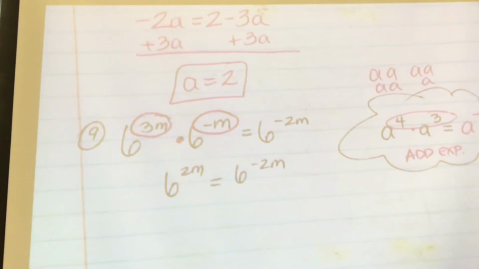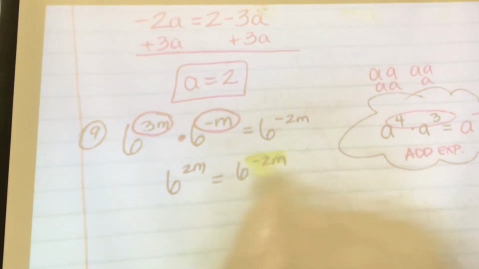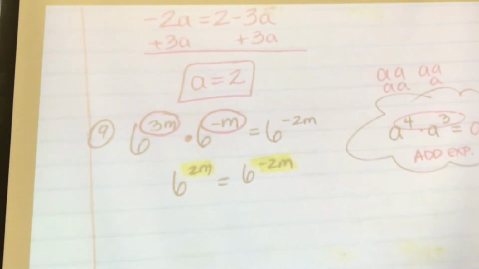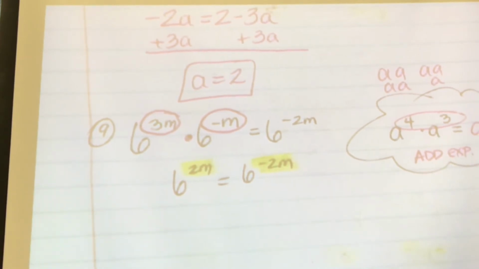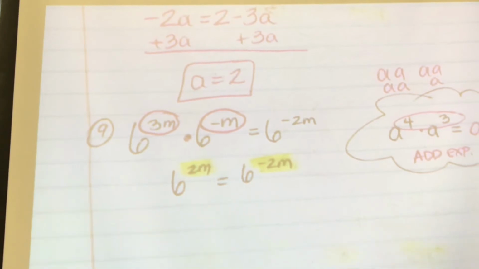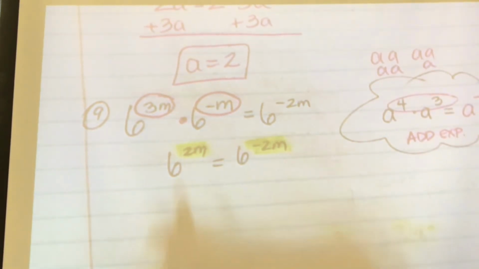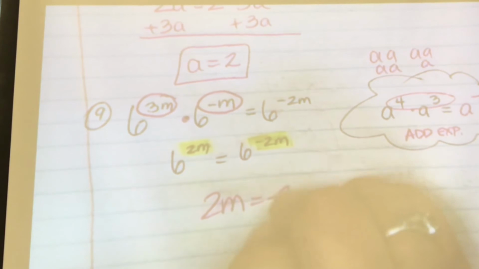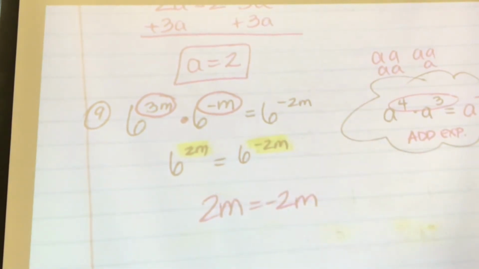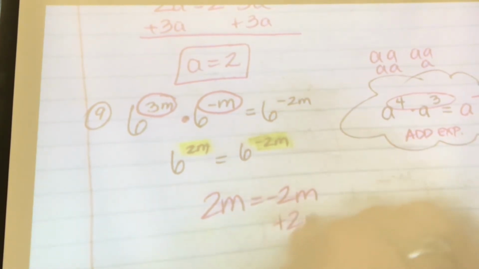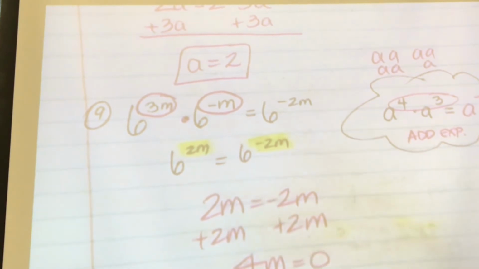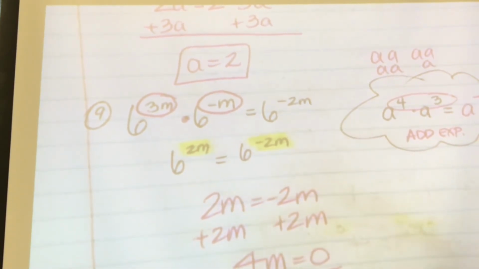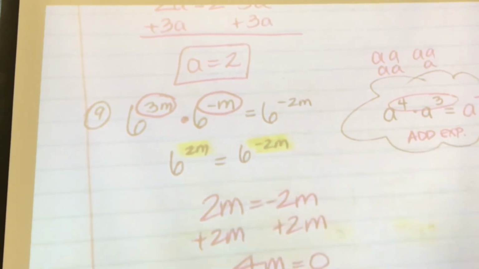Now my bases are the same. I'm going to highlight and set my exponents equal to each other. Jason, don't let me lose you. Come on. I got 2m equals negative 2m. I'm going to add 2m to both sides. I get 4m equals 0. Divide both sides by 4. M equals 0.